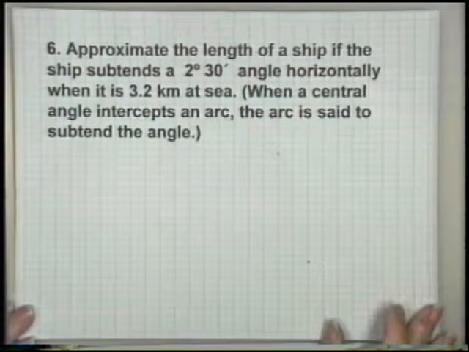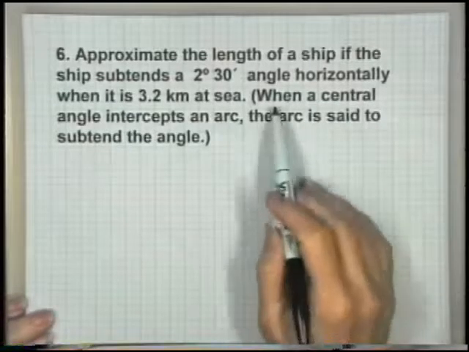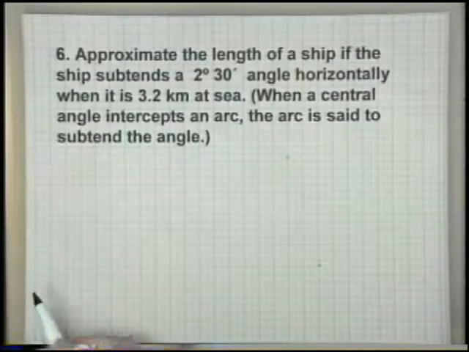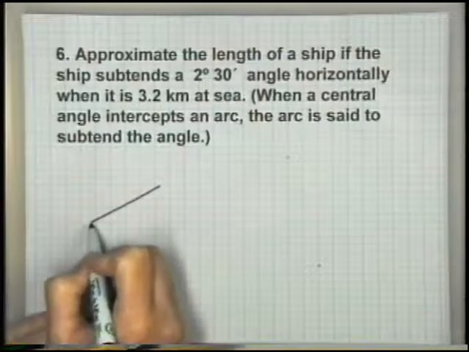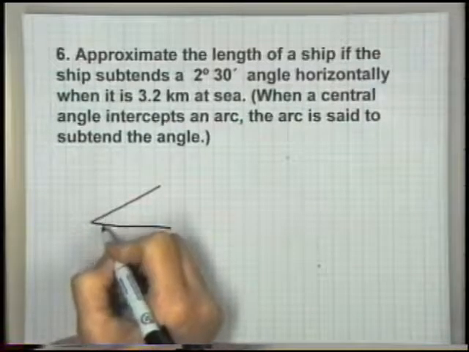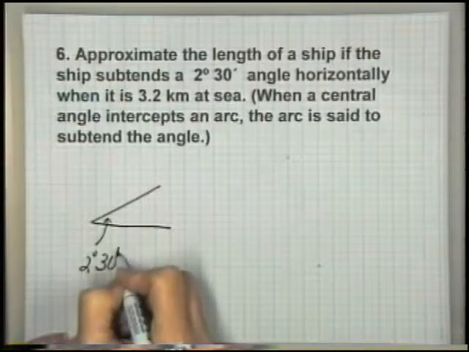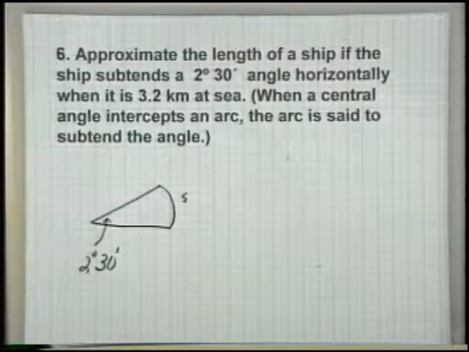So let's approximate the length of a ship if the ship subtends a 2-degree 30-minute angle horizontally when it is 3 2/10 kilometers at sea. And we're told that when a central angle intercepts an arc, the arc is said to subtend the angle. So here's my sector of the circle with my central angle right here. And here's my arc, and I'll call that S.